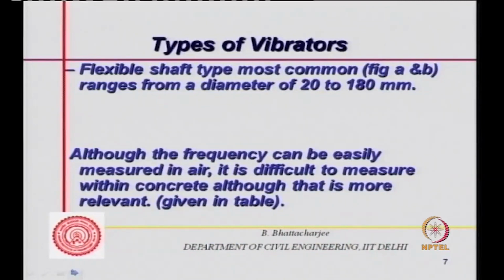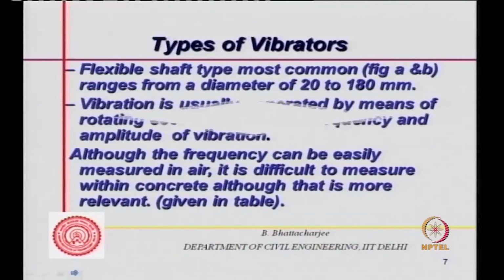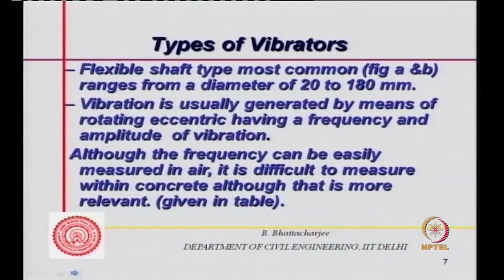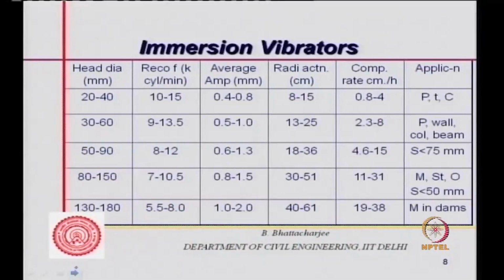This flexible shaft type is the most common, and its diameter can range from 20 millimeter to about 180 millimeter. So usually vibration is generated by means of a rotating eccentric, as we said, having a frequency and amplitude of vibration, and basically data for frequencies etc. is available. So dimensions are from 20 to 180.